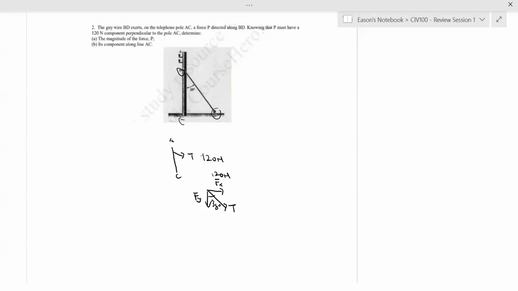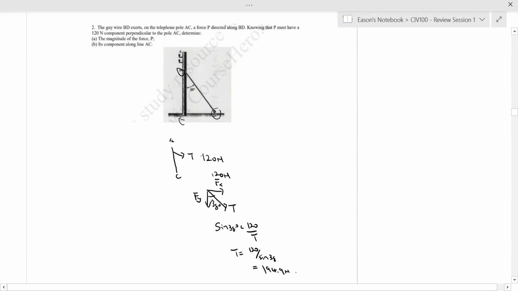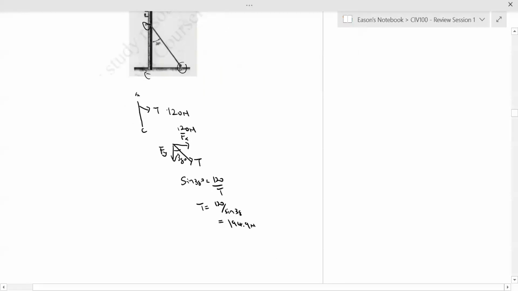So if I use sine, then sine 38 is really just 120 divided by T, right? If I rearrange, T is 120 divided by sine 38, and that will give me 194.9 Newton, right? See, four significant figures goes along with the unit. So now I know that T is 194.9 Newton.